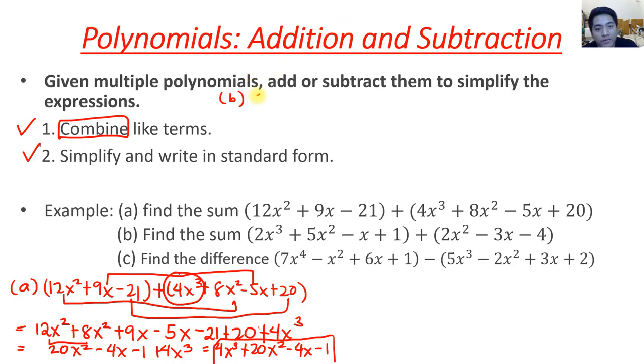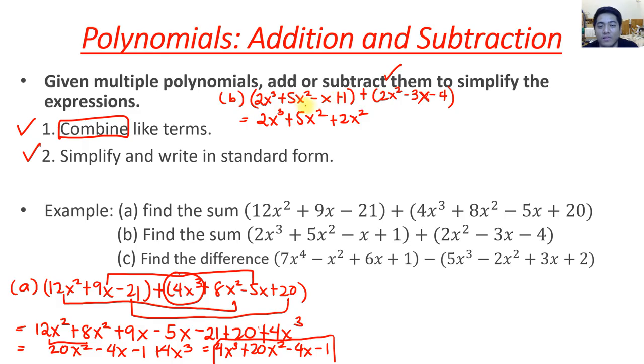If we move to letter B, we have 2x cubed plus 5x squared minus x plus 1. And they have plus 2x squared minus 3x minus 4. So you have to combine like terms. Do we have x cubed on the other side? We don't have. So we can copy 2x cubed. Then we have x squared. Do we have x squared? We have plus 2x squared here. Combine it. Do we have any other x squared? None. So let's move on to negative x or x.